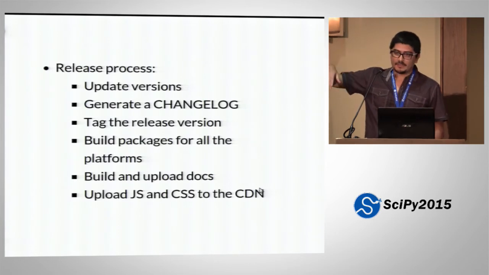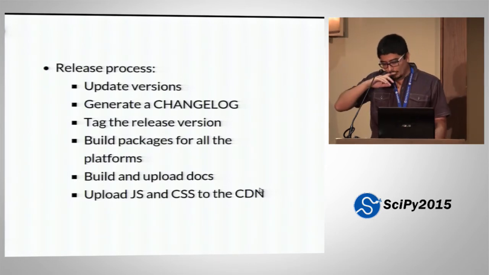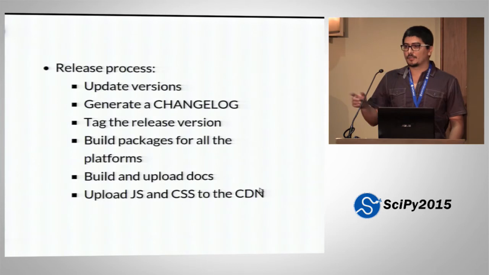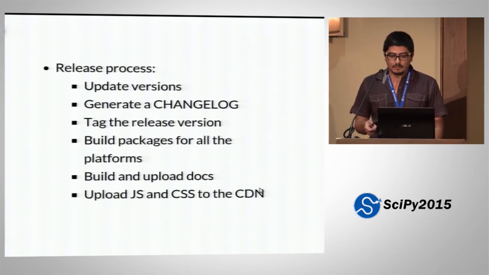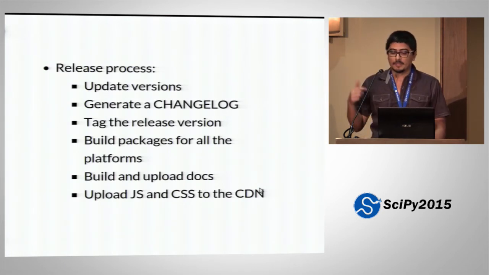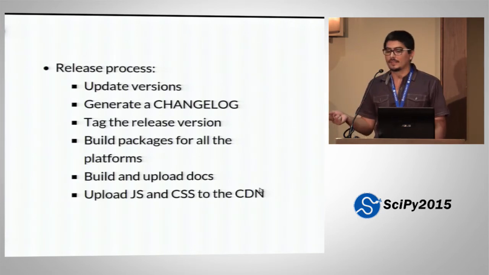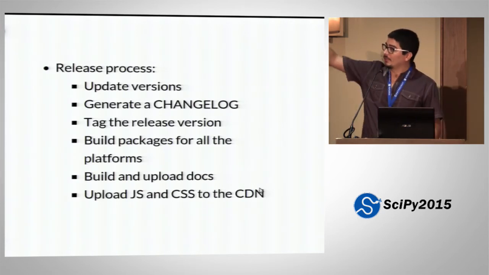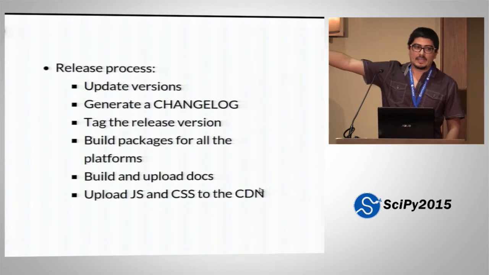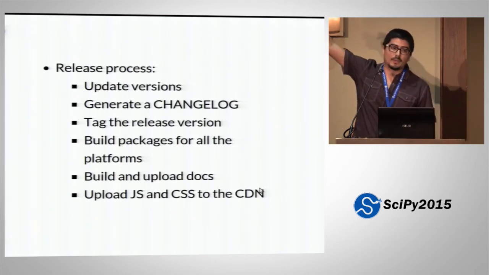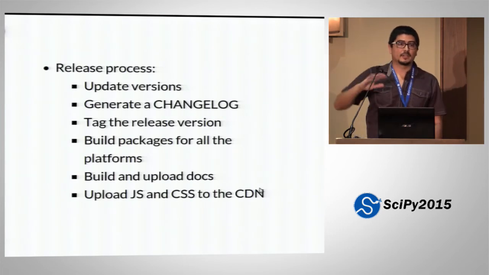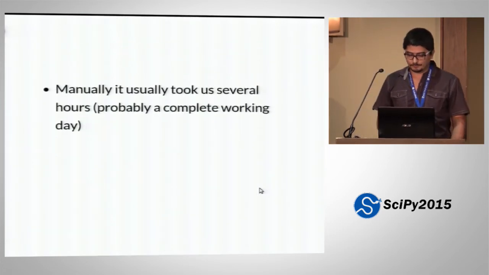Our release process has several steps. The first is to update the versions on the repo itself, generate a changelog, tag the release version, build the packages for all the platforms, build and upload the docs, and upload the JS and the CSS to the CDN. As you see, the last three points are covered by the dev build machinery. So if we automate the top three, we are done with the complete automation.